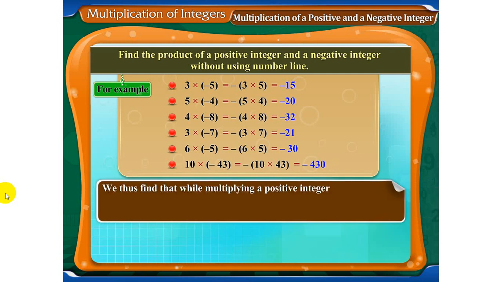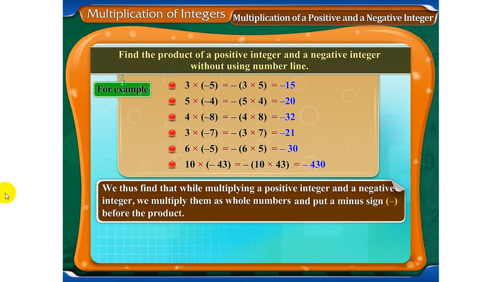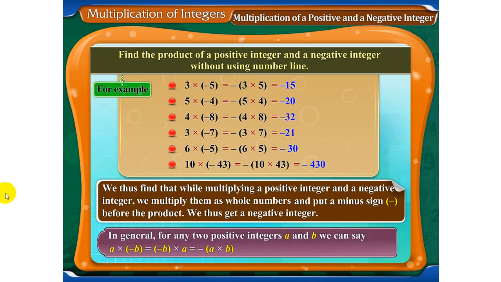We thus find that while multiplying a positive integer and a negative integer, we multiply them as whole numbers and put a minus sign before the product. We thus get a negative integer. In general, for any two positive integers a and b, we can say a multiplied by negative b is equal to negative b multiplied by a, which is equal to minus a multiplied by b.